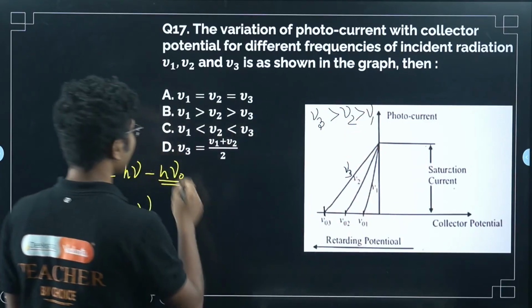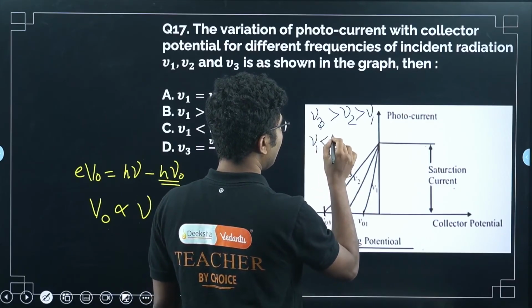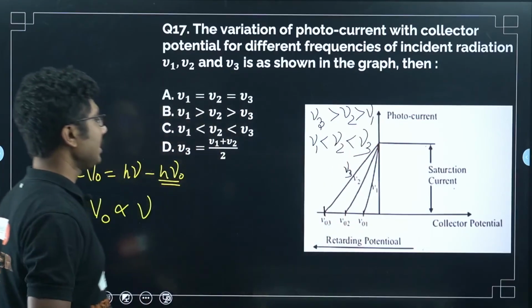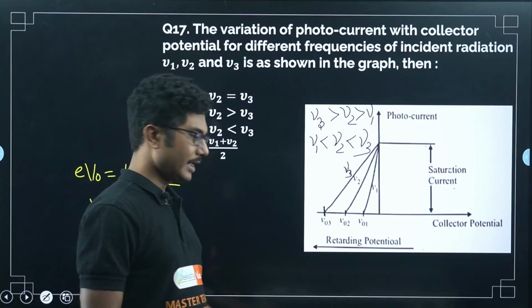Okay, so from the given options we can write nu1 should be the smallest, nu2 should be in between and nu3 should be the highest. Okay, so correct answer is option C, right?